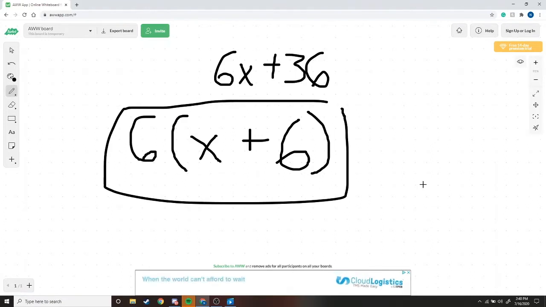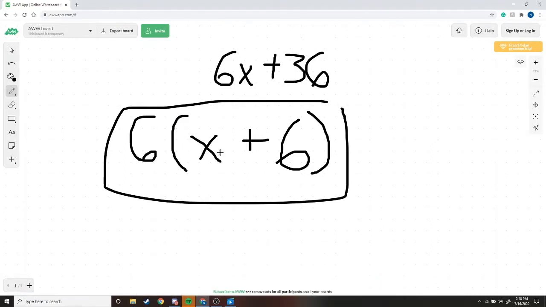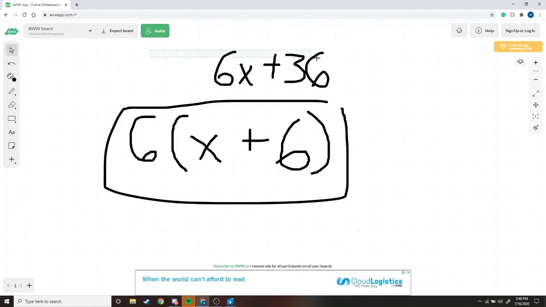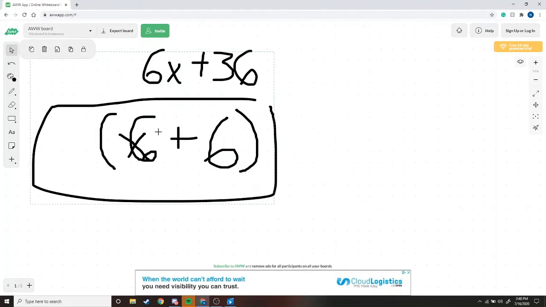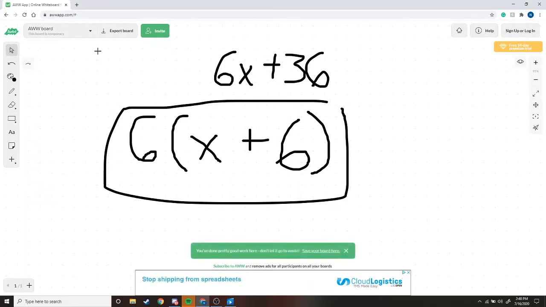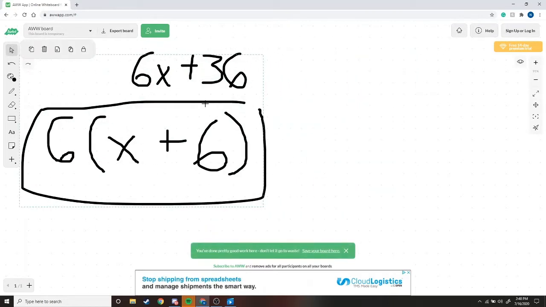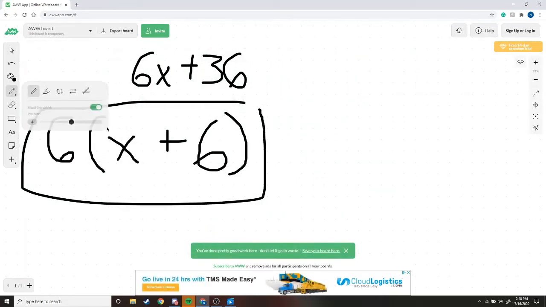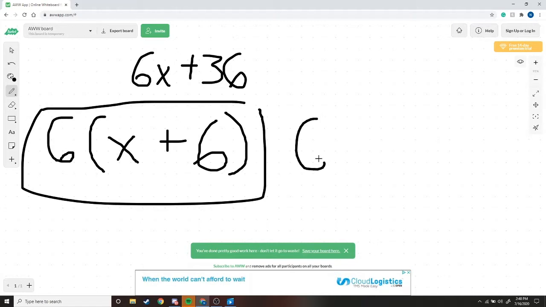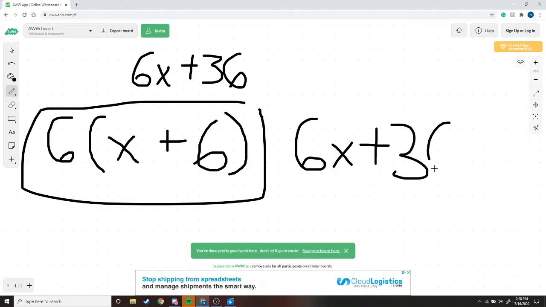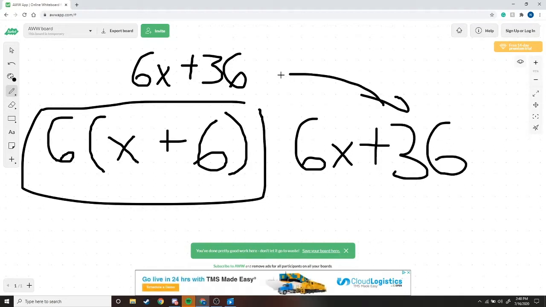After we have gotten our answer and see that nothing else can be simplified between the 6 times (x plus 6), we can check our answer by using the distributive property. So let me take all this to the side and use the distributive property to see if this is the correct answer. 6 times x is 6x, and 6 times 6 is 36. And you can see that these answers match.